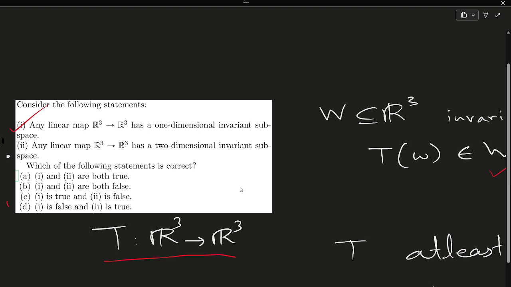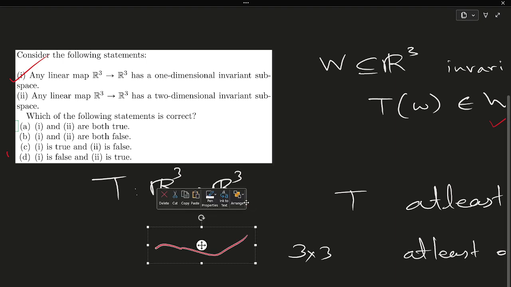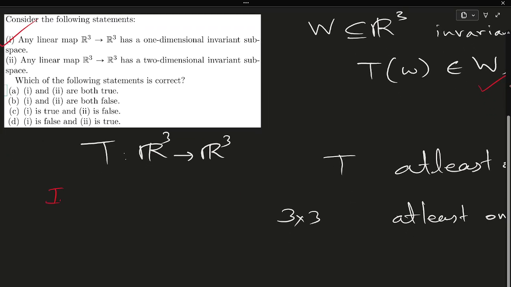Now we are going to think about statement 2: does any linear map T from R cube to R cube have a two-dimensional invariant subspace or not? We know about eigenvalues and eigenvectors. If T has a real eigenvalue, then the corresponding eigenspace forms a one-dimensional invariant subspace. In R cube, this implies the existence of a two-dimensional invariant subspace as its orthogonal complement, which is invariant under T.